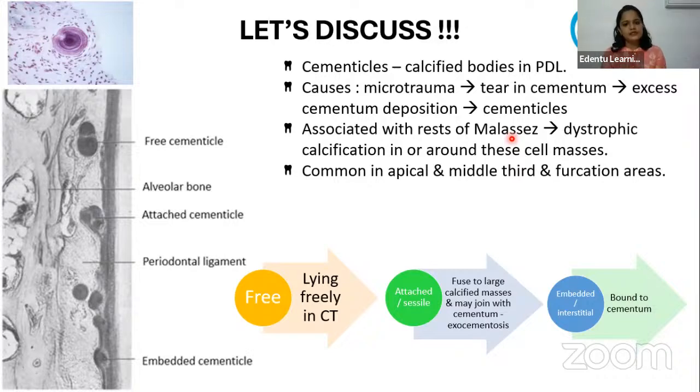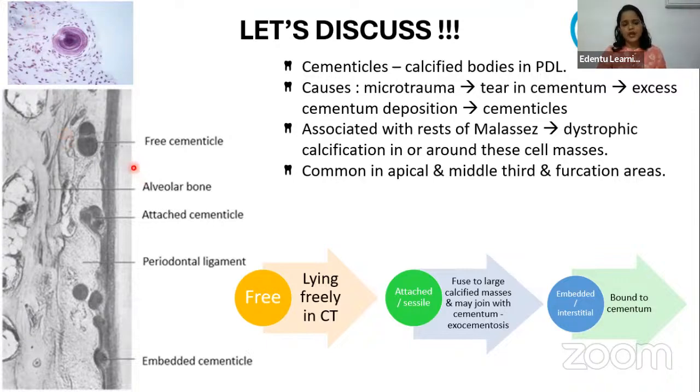Okay, and the cementicles are more commonly seen in the apical and middle third and in the furcation areas also. So this is the histological image of the cementicles. As you can see, there will be a central dot, and around it a whorl-like structure will be seen. It is the deposition of calcification in a whorl-like manner that is usually seen.